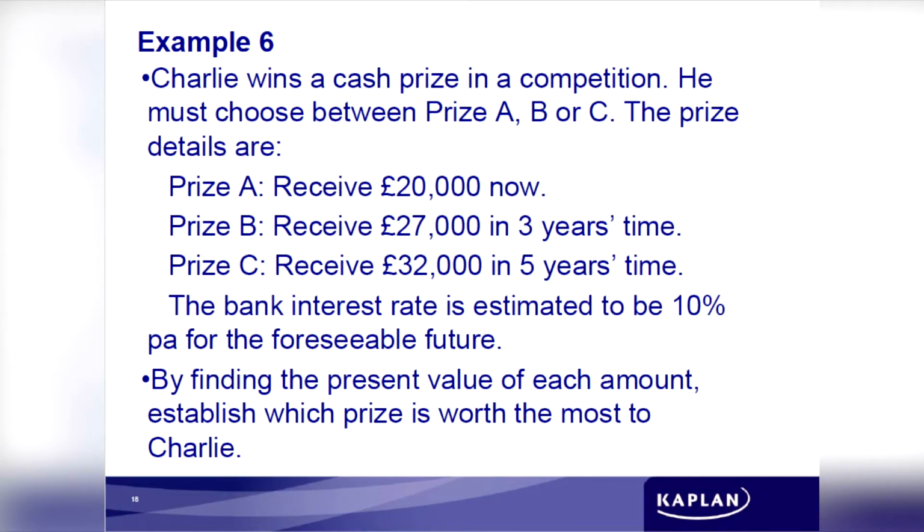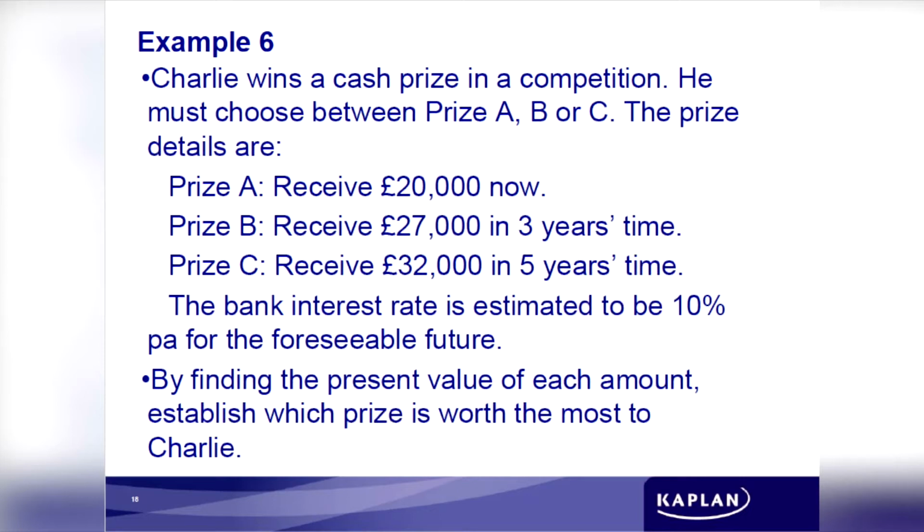It says Charlie wins a cash prize in a competition. You must choose prize A, B, or C. The details are: prize A, you receive 20,000 now. Prize B, you receive 27,000 in 3 years' time. And prize C, you receive £32,000 in 5 years' time. The bank interest rate is estimated to be 10% per annum for the foreseeable future. By finding the present value of each amount, establish which prize is worth the most to Charlie.